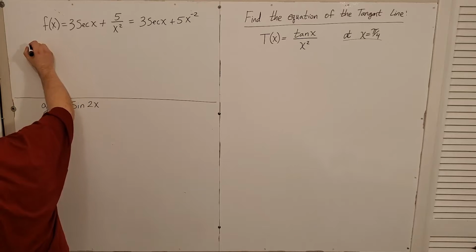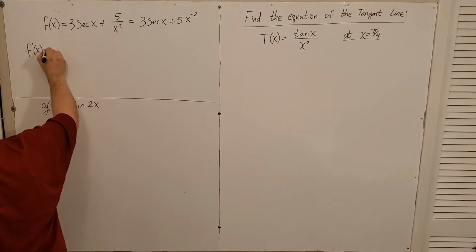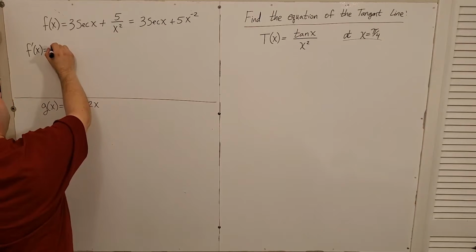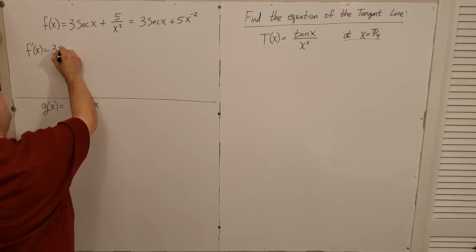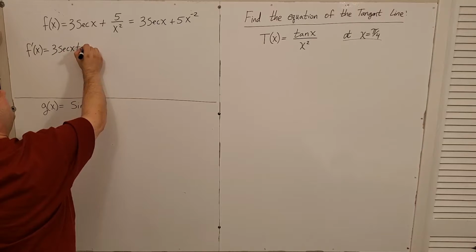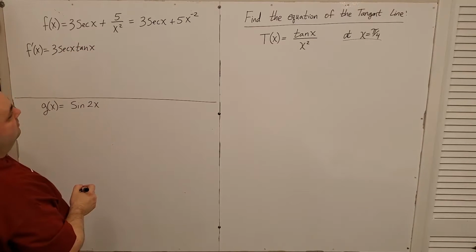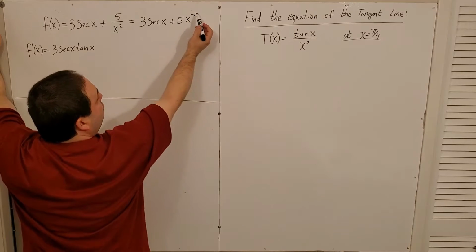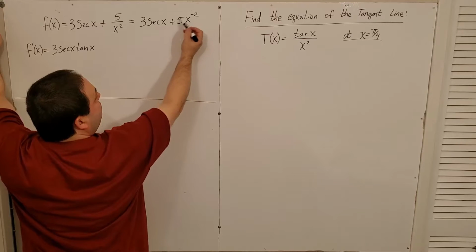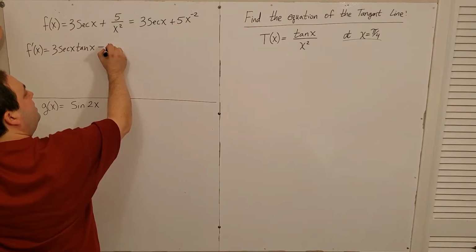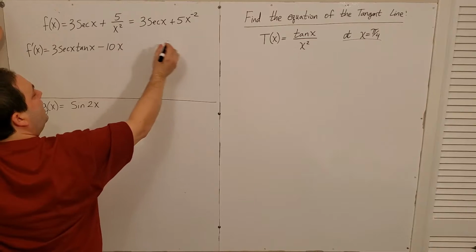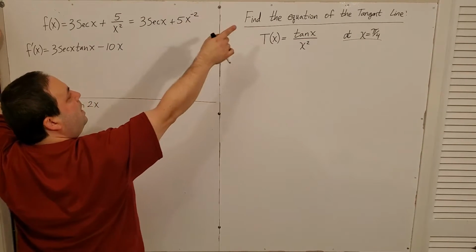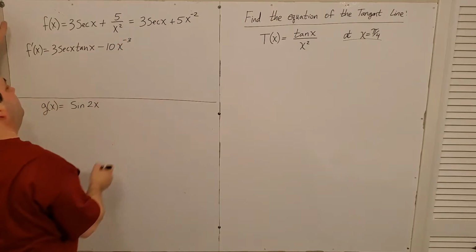So f prime, right, first derivative, is equal to derivative of secant, bring the 3 along for the ride, is secant times tangent. Yeah? Next, this is going to be one of those power rules. I'll drop the negative 2 times the 5. That'll give me negative 10. And then x has to not lose a power, but drop 1, right? So negative 2 minus 1 is negative 3.